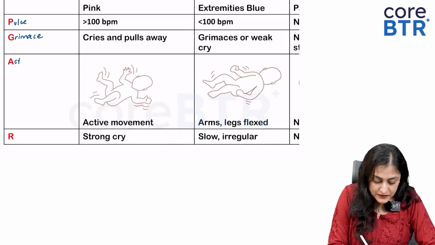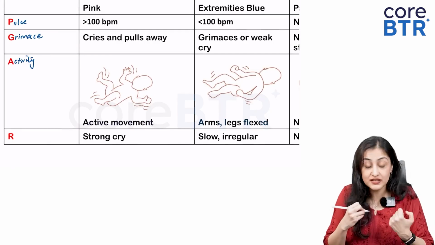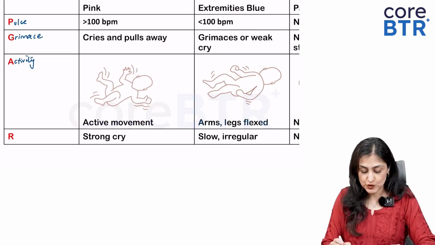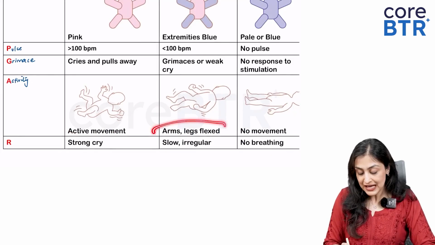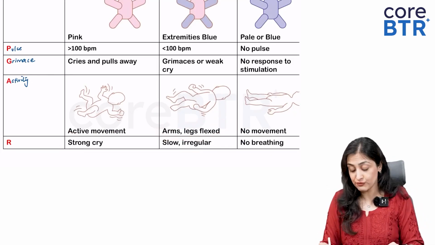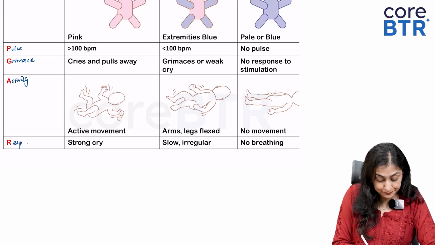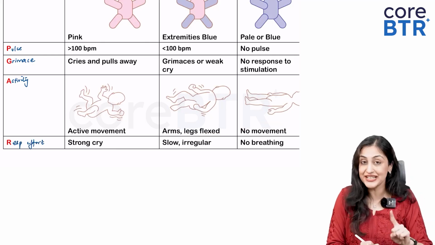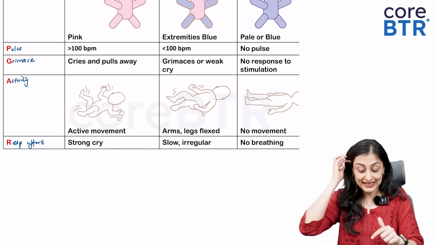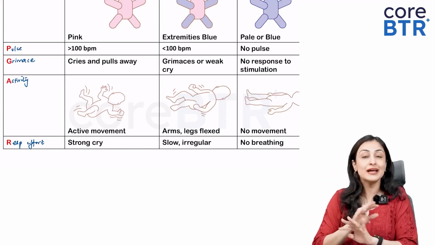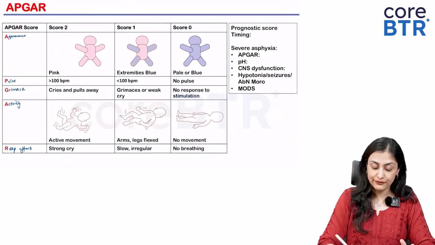Then we have activity. So we are seeing how flexed the baby is. Remember, flexed was good. So this is where active movement is there. Arms and legs are flexed, but no active movement, and this is no movement. And then we have respiratory effort. So there's no respiratory rate here, there's respiratory effort, and that is strong cry, slow cry, no cry, right? So these are the 5 points.